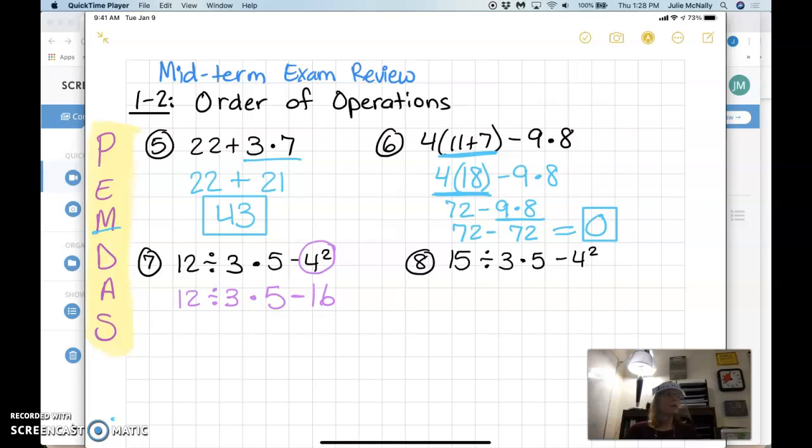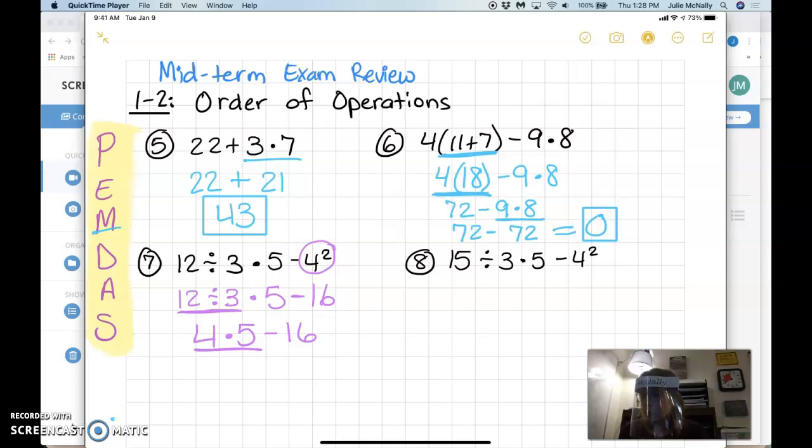Remember, you're going to do multiplication and division at the same time, from left to right. So the first thing we have to do is divide. 12 divided by 3, which is how much? Bring the rest down.